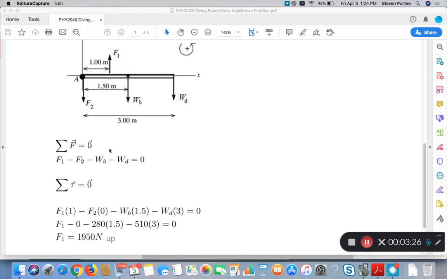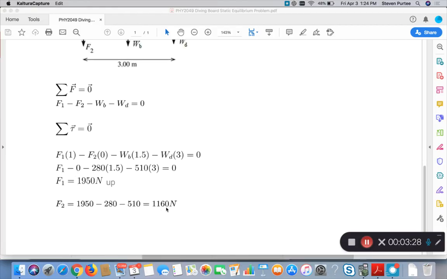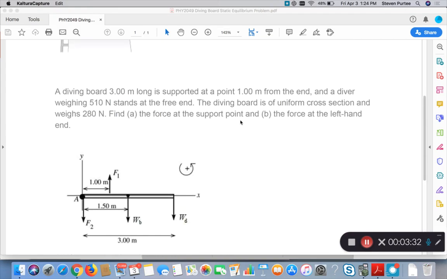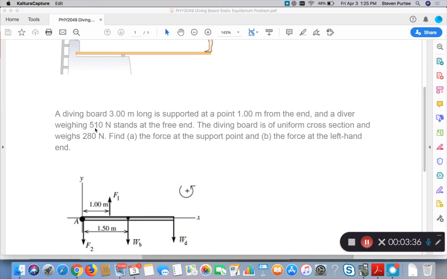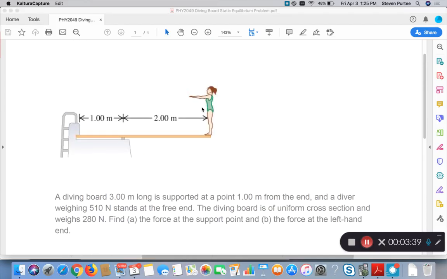I do want to point out, look at these forces, 1950 and 1160. That's much more than the total weight. The total weight on the board is only 790, the board itself and the girl. The force here was 1950 newtons, almost double the weight of the board and the girl together. It's a tremendous amount of force right here because of the sum of the torques.